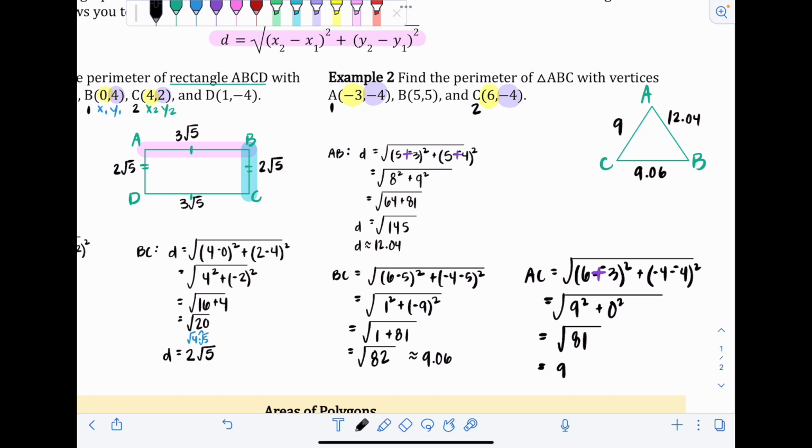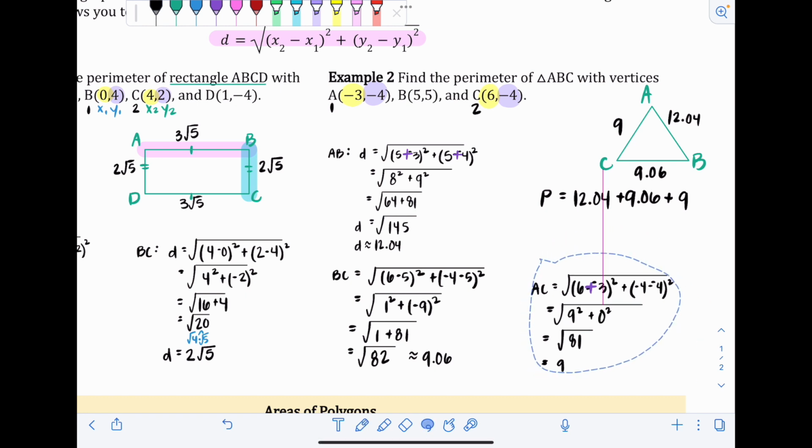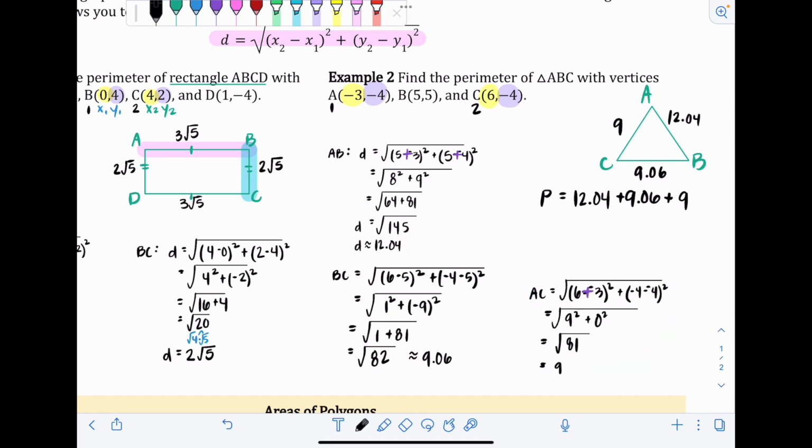And then now to find the perimeter, we just need to add all 3 sides together. So we'll do 12.04 plus 9.06 and then plus 9. So our total perimeter, once we add all those together, 12.04 plus 9.06 and then plus 9, sorry, I typed it in wrong and I didn't want to do it in my head and mess it up, is 30.1. So added all together, it is 30.1.